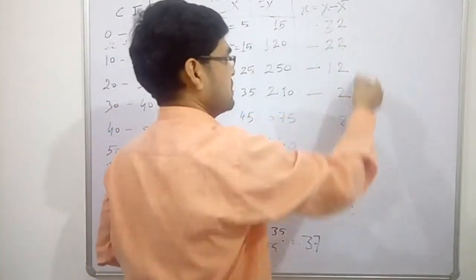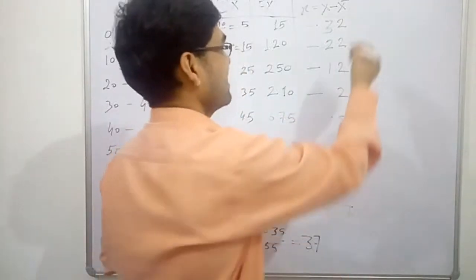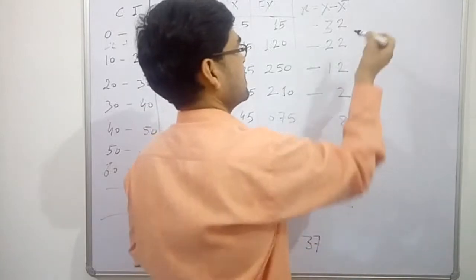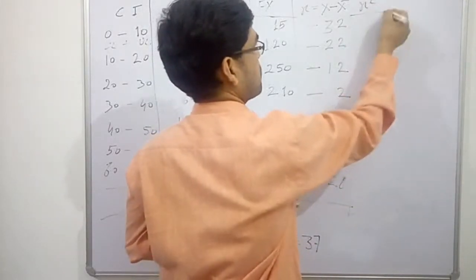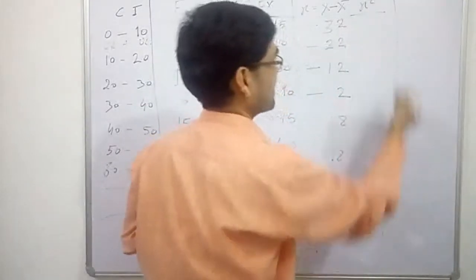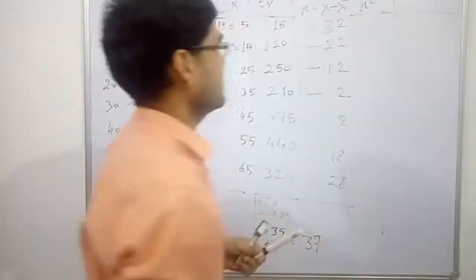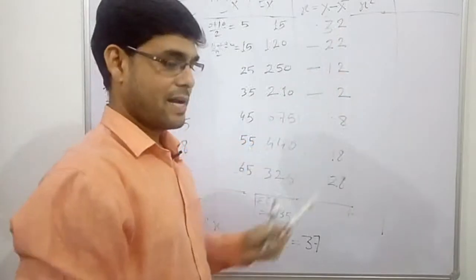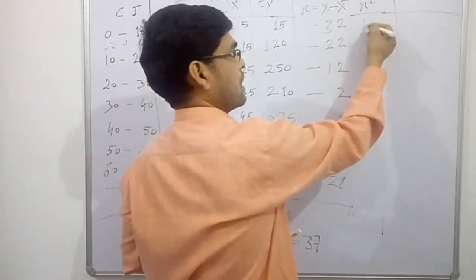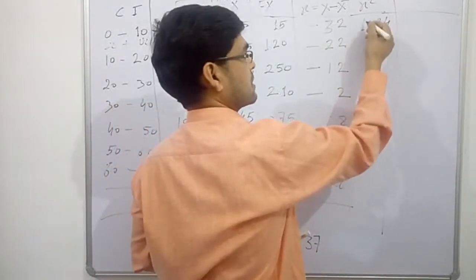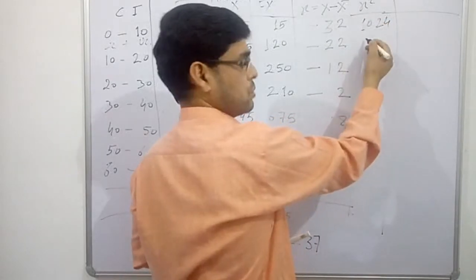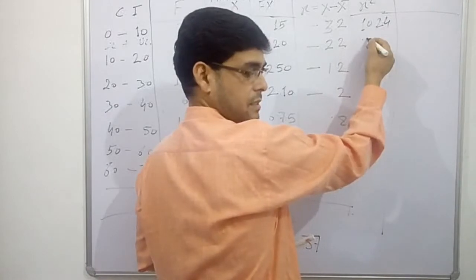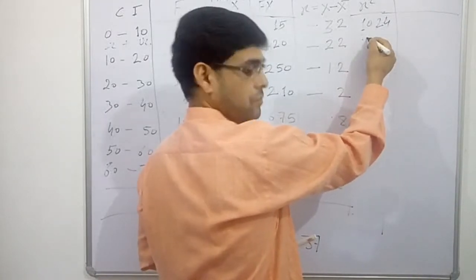What next do you need? You need the square of this x, small x square. So 32 square gives you 1024, and the square of 22 gives you 484.